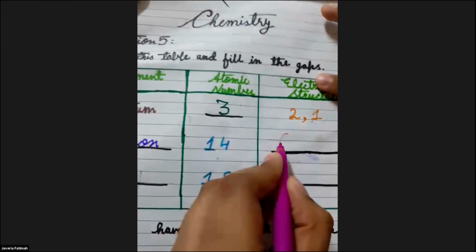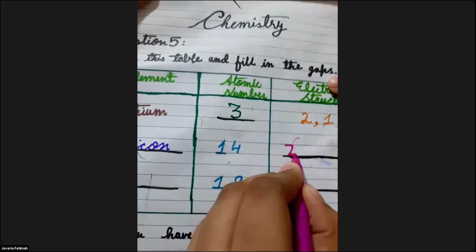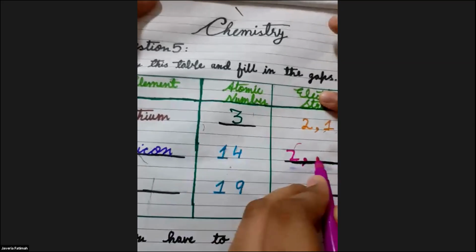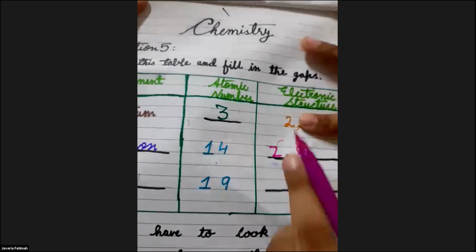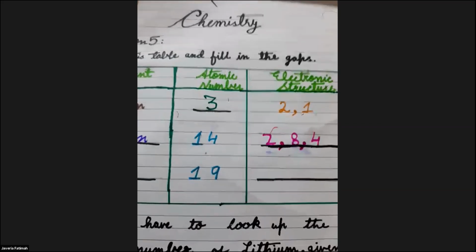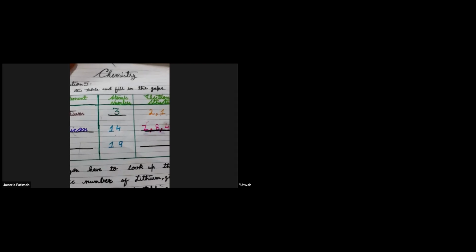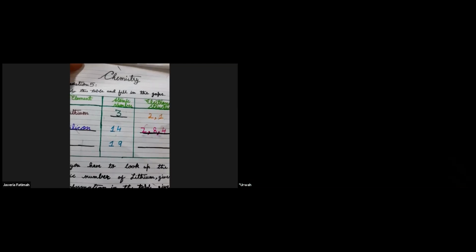Because this is a neutral atom, you have the same number of protons and electrons. So you're going to have 14 electrons. How will you divide them? 2 in the innermost shell, followed by 8 in the second shell. So that makes 10, and we are left with 4. So that gives us an electronic configuration of 2, 8, and 4.